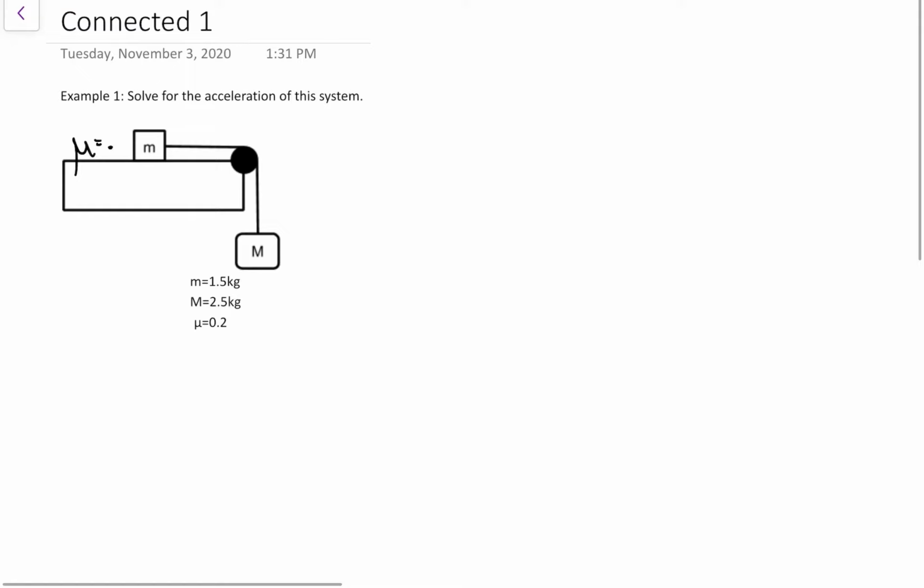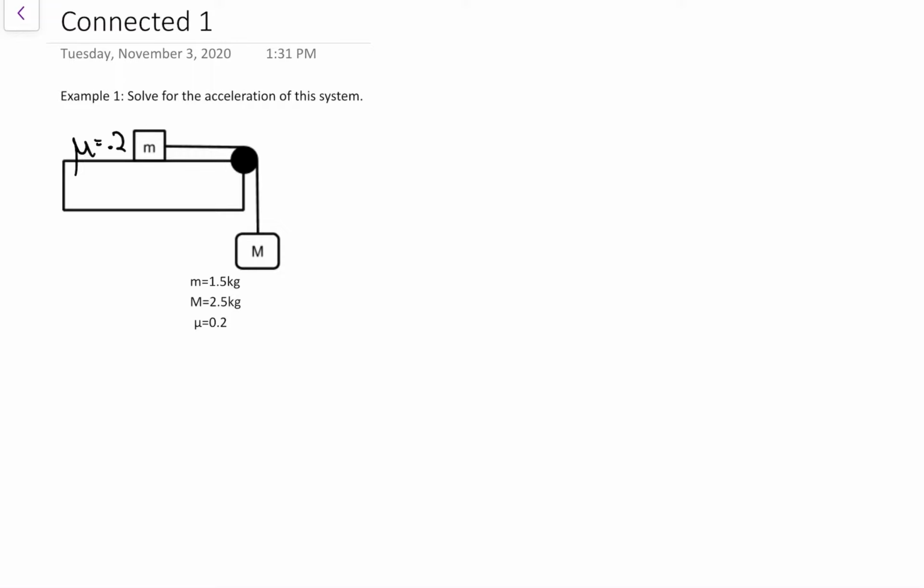A little bit of a formatting thing. The coefficient of friction is between little m and the surface. Just when I put it on the iPad, it kind of flipped around. How I'm going to solve these is however many objects I have. In this case, I've got 2. I'm going to draw a free body diagram for each object.